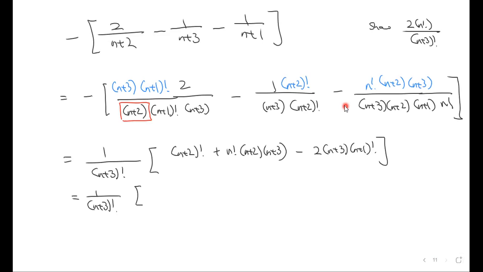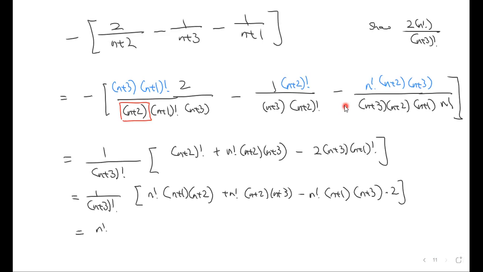So let's have an n factorial out where we can. So that's going to be n factorial (n plus 1)(n plus 2), plus n factorial (n plus 2)(n plus 3), minus n factorial (n plus 1) times (n plus 3) times 2. So we can take out an n factorial. And that leaves us with (n plus 1)(n plus 2), plus (n plus 2)(n plus 3), minus 2 times (n plus 1)(n plus 3).